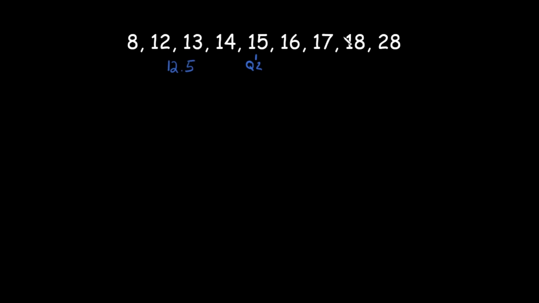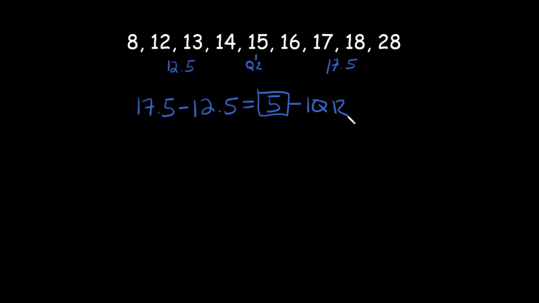12.5. And then here, same thing for 17 and 18, their average would be 17.5. Okay, this is going to be 17.5 minus 12.5, which gives us 5. So this is our interquartile range. So now what we are going to do is multiply this interquartile range by 1.5.